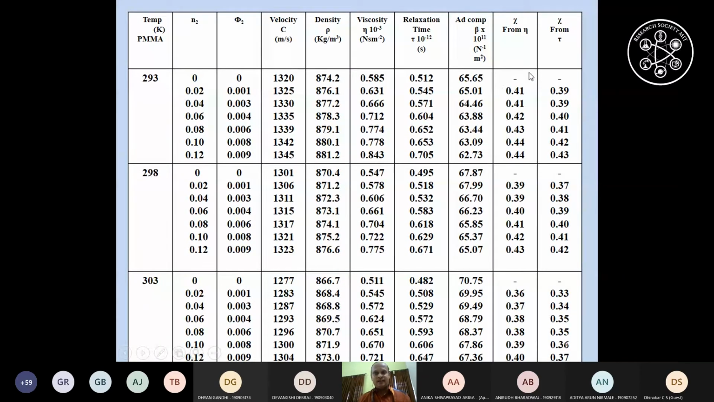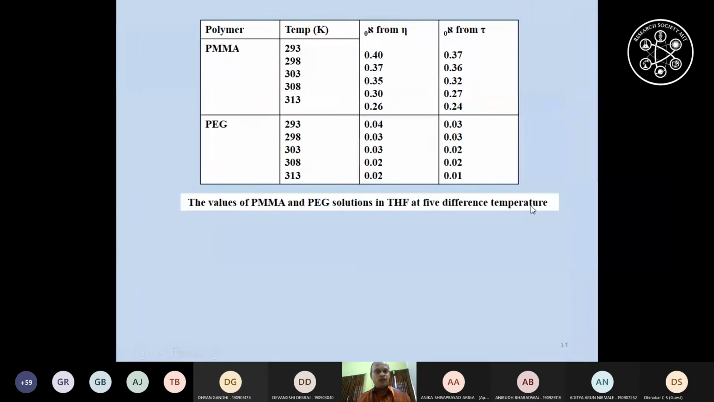You just see that everything is considered less than 0.5, right? So I have taken PMMA, polymethyl methacrylate, and PEG, polyethylene glycol, in tetrahydrofuran. That also you have to check at different temperatures, because whenever you go to applications, your product has to work at different temperatures. For that reason we check at different temperatures.